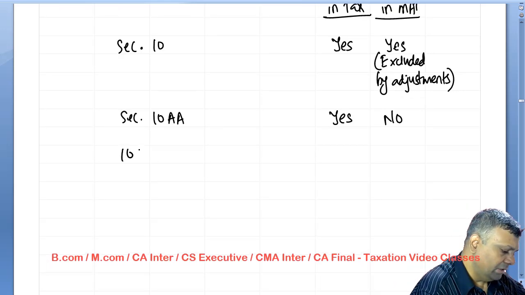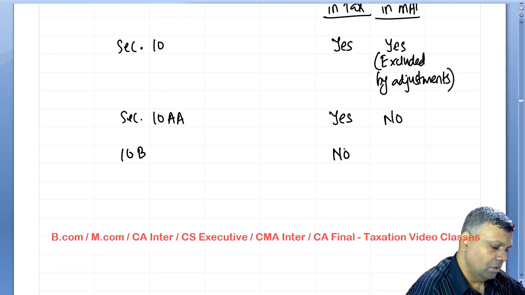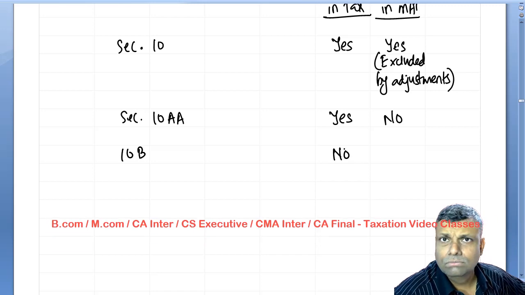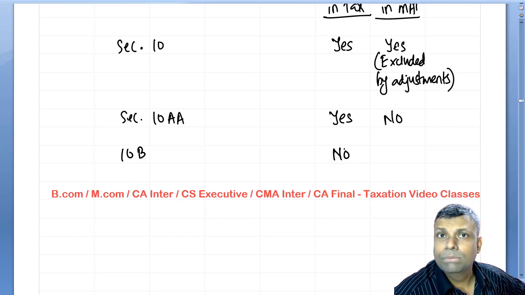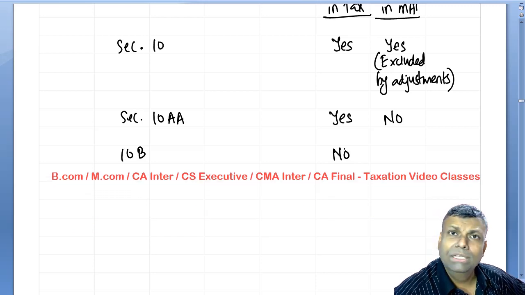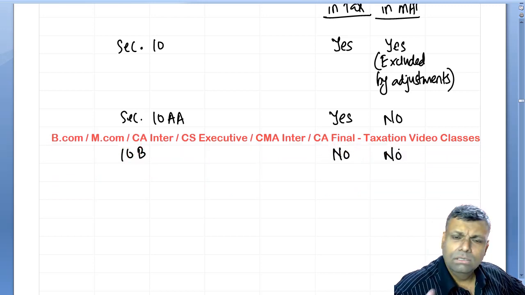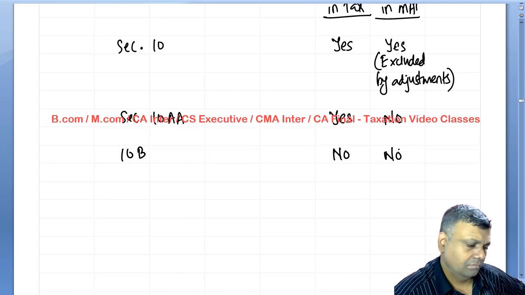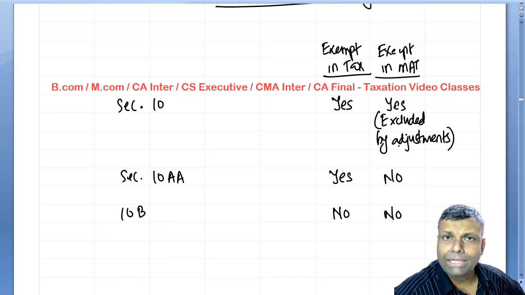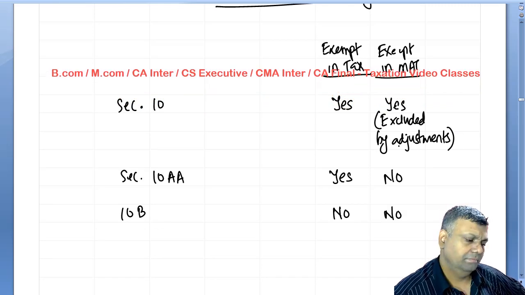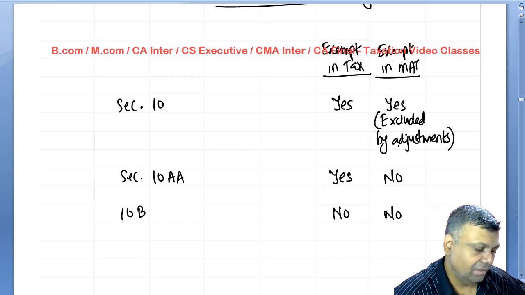Say for example, in the given question we have section 10B. Is it exempt in tax? The answer is no, because the government has already withdrawn the benefit now. Previously it was available, but now section 10B is not available. It is taxable in normal tax provisions. It is also taxable in MAT provisions. That means it is not exempt. Our title is whether it is exempt in tax, so it is not exempt. Not exempt means it is taxable. Have you understood that? Okay.